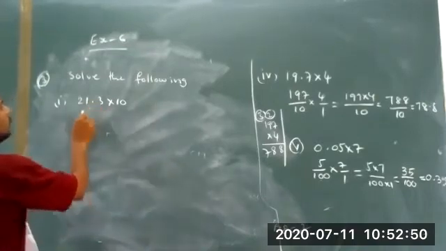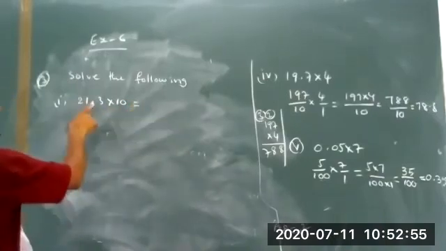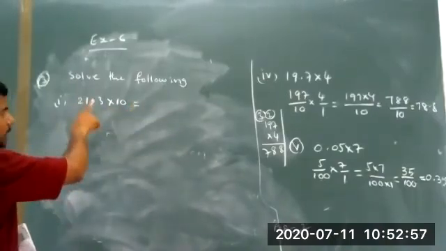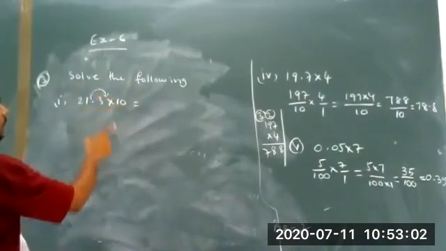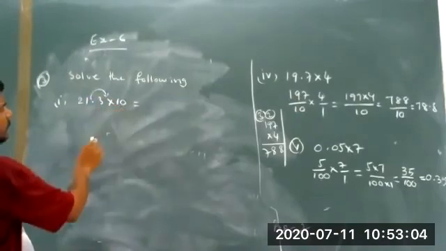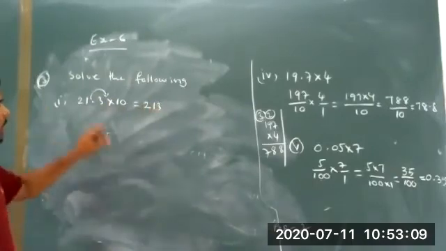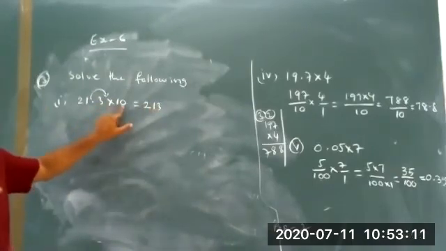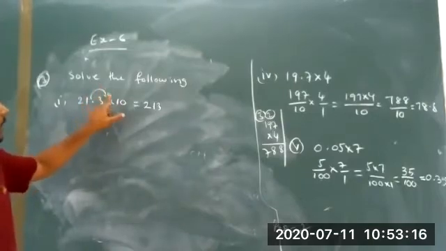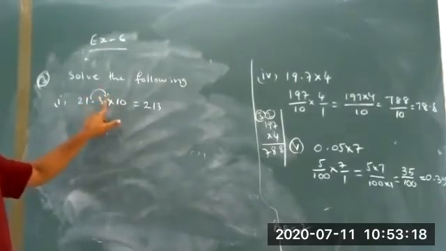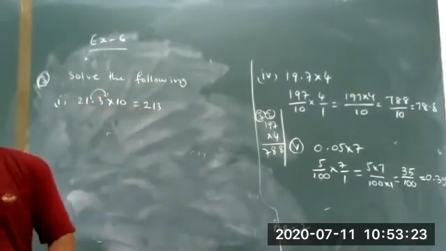See children, 21.3 into 10. So this decimal point moves to the right side by one digit. Why? Because here 10 is given. So this answer is 213. Why? Because here 10 is given, so this decimal point moves to the right side one digit. So the answer is 213. How?